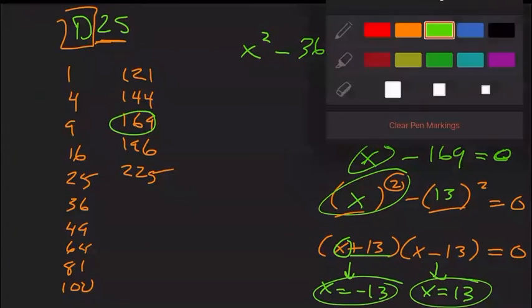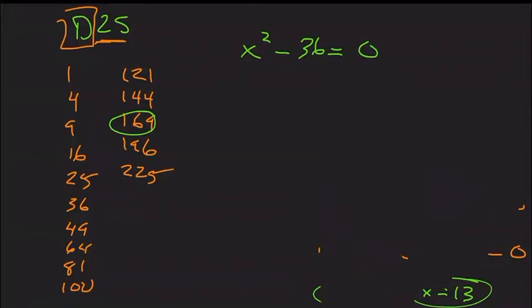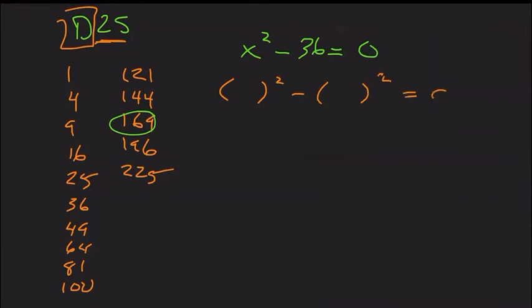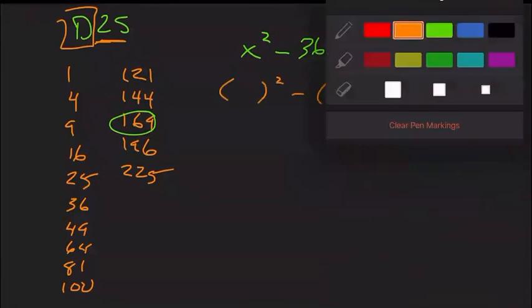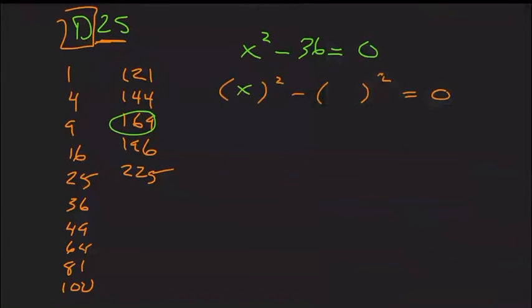Then we'll come up to this one over here, x squared minus 36 equals 0. We know it's going to be something squared minus something squared equals 0. And we know it's going to be x. And then what's going to go in the other one? 36 is 6 times 6. So we put a 6 here.